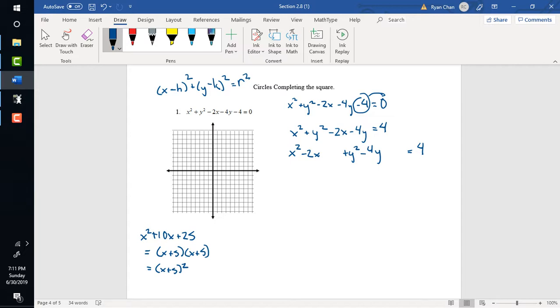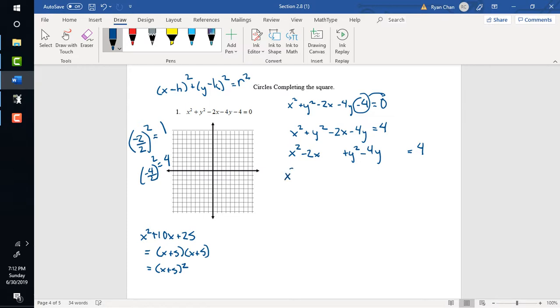So I need to think of some number for here, such that when I add it, it'll turn into a perfect square. The trick is you take the number next to your x or y, divide it by 2, and then square it. So I'll write this off to the side. If I do negative 2 divided by 2 and I square it, this is going to be equal to 1. For the negative 4y, negative 4 divided by 2 is negative 2, and negative 2 squared is 4.